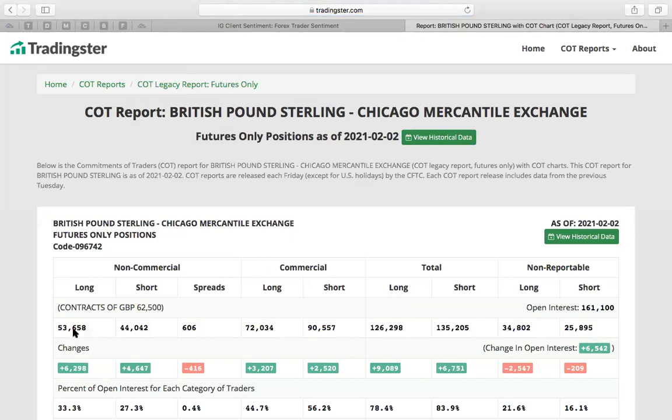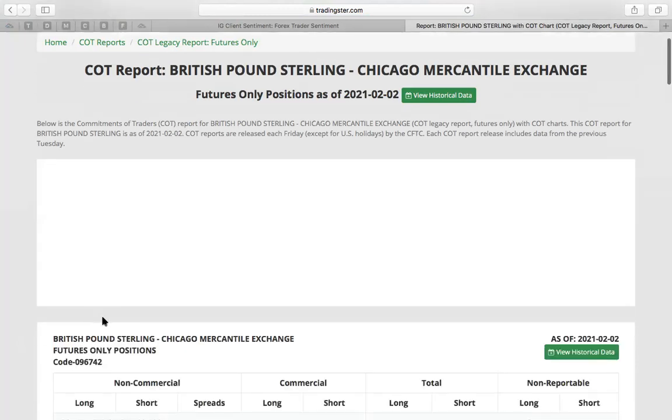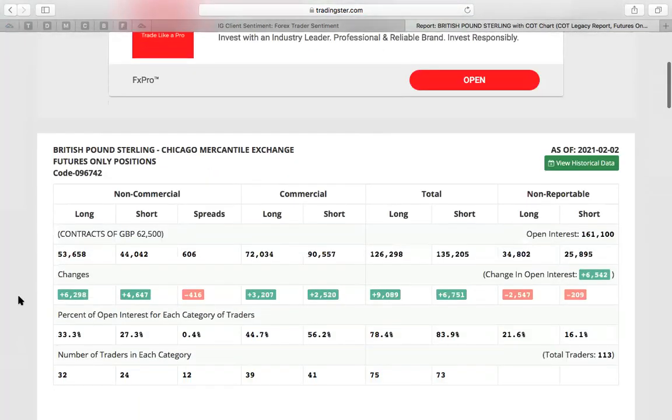So you can see long. For non-commercial it's more, so it's a buy. We have more buyers than sellers, okay? And the changes, you can see we added more buyers than we added sellers. And then you can see commercials, we are short. So that gives us long also.